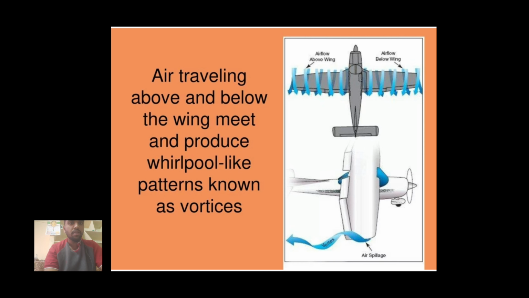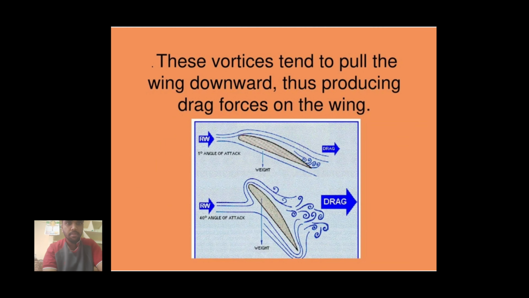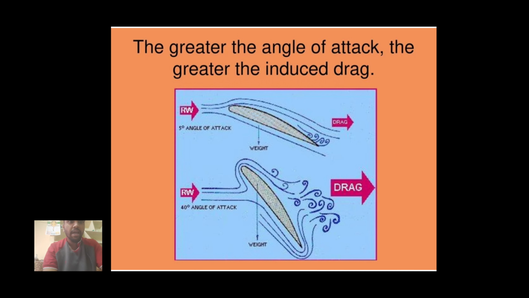produce whirlpool-like patterns known as vortices. These vortices tend to pull the wings back, thus producing drag on the wing. The greater the angle of attack, the greater the induced drag. Here we see a low angle of attack and a high angle of attack.